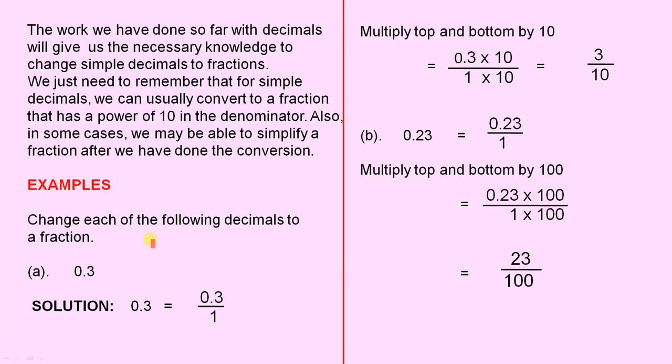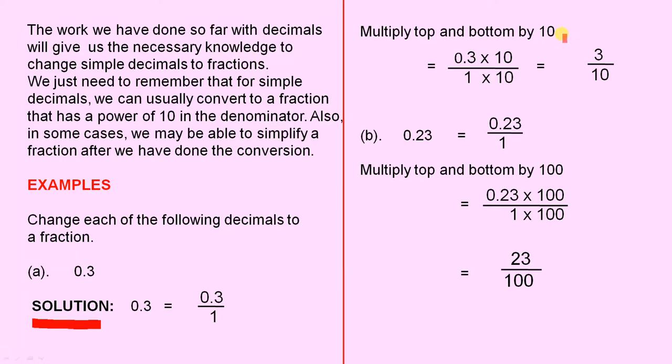Change each of the following decimals to a fraction. The first decimal is 0.3. Let's look at the solution. 0.3 can be written as 0.3 over 1. And the reason we've done that is it just looks like a fraction. So that's the start of our journey. We start off by putting it over 1 because it actually makes it look like a fraction.